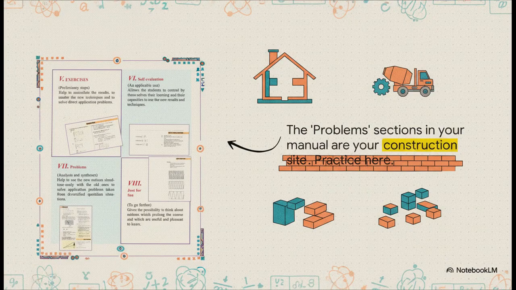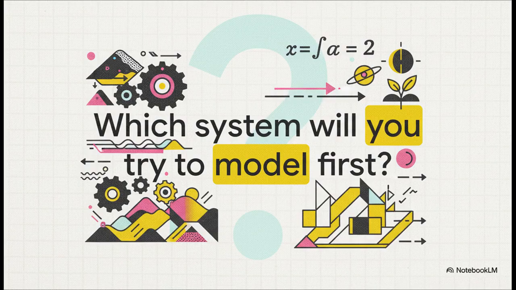And how do you become an architect? Well, there's no secret. It's practice. The problem sections in your math manual, those are your construction sites, where you get your hands dirty, where you apply these tools to all sorts of real-world situations, and where you really learn to see the bigger picture. So look, you have the blueprint and you have the tools. You can literally model a heartbeat, a chemical reaction, a growing population. The only real question left is, what part of the world are you going to build a model for first?